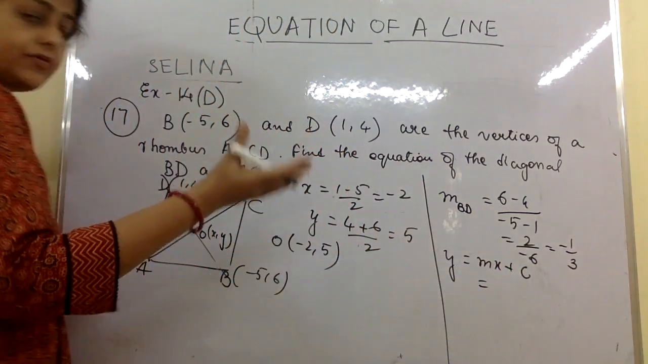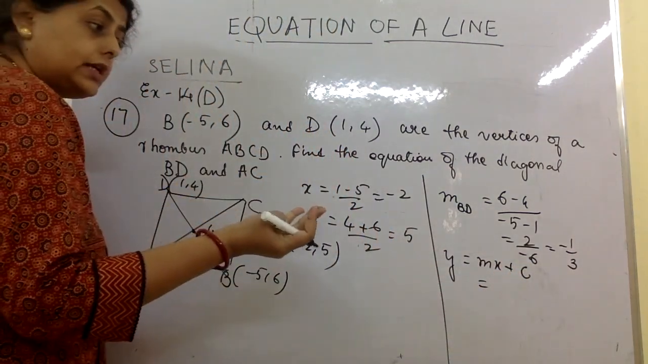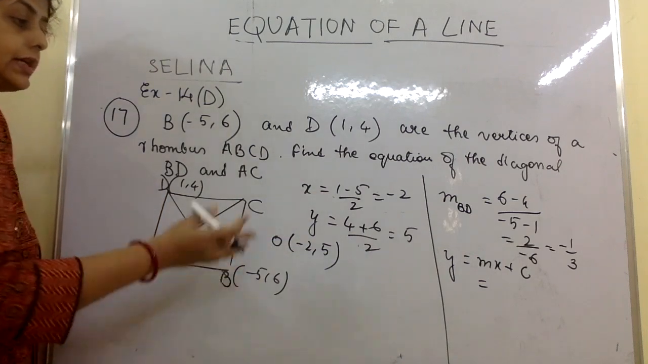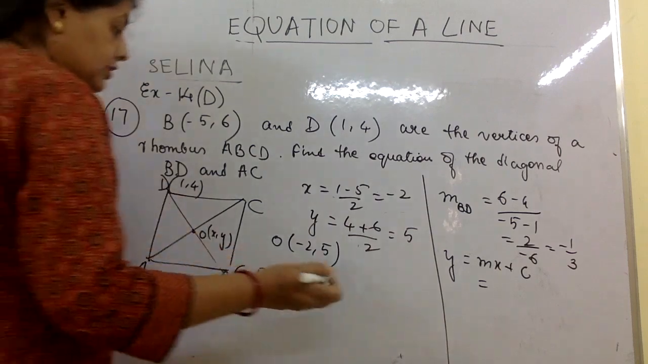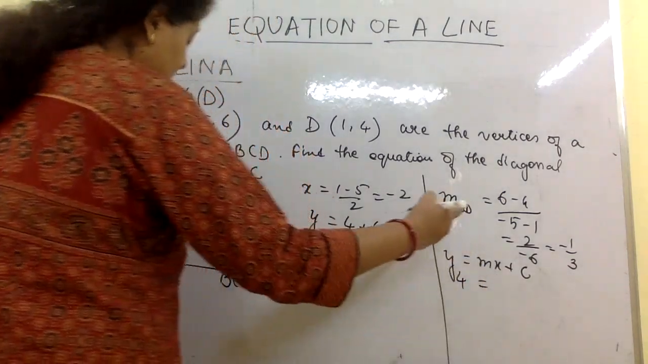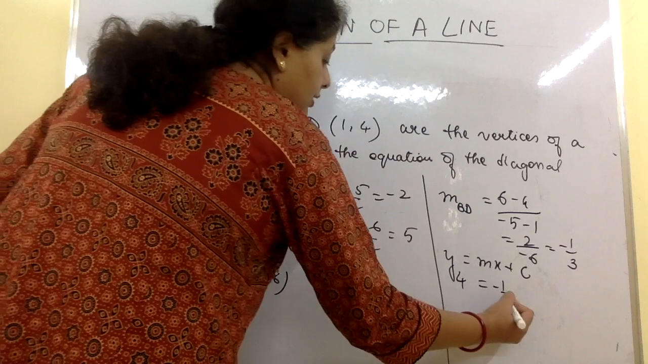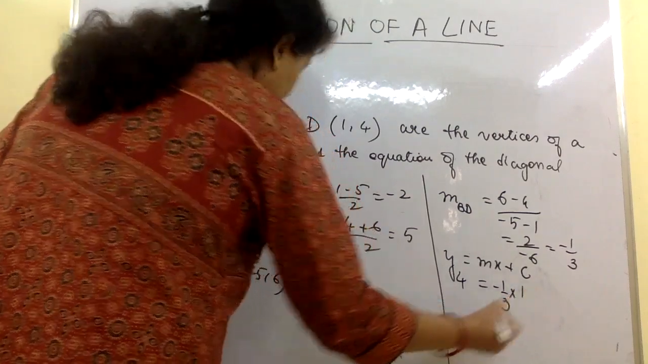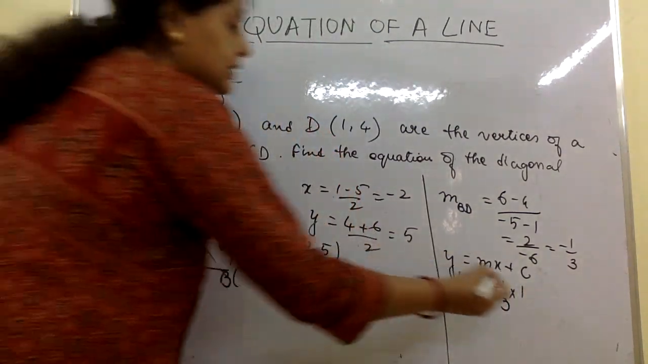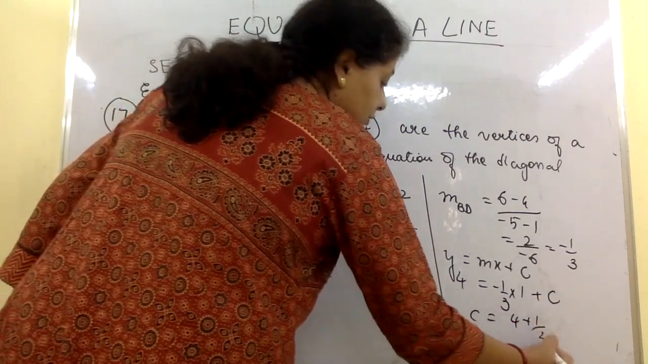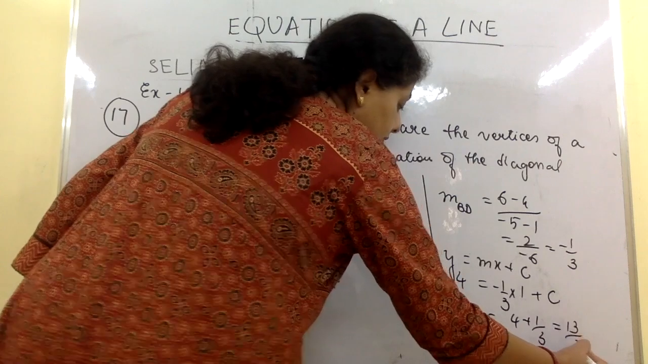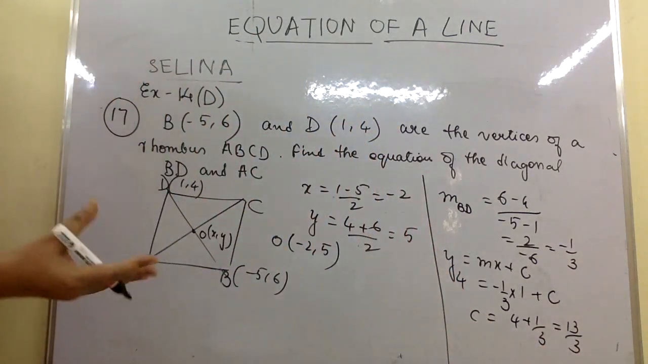Here I'll have to find c, because I know y and x, any of these 3 points I can treat as y and x. So I'll just go for this point. Here I'll write a 4, m is minus 1 by 3, x is 1, plus c. Okay, c is how much? 4 plus 1 by 3, which is 13 by 3. So I got my value of c also.